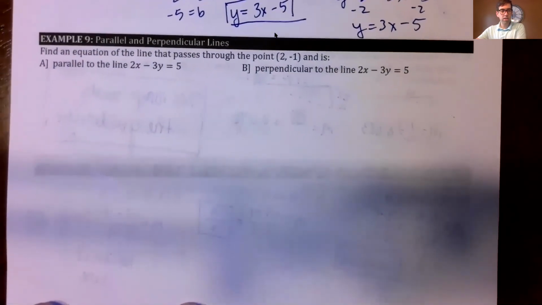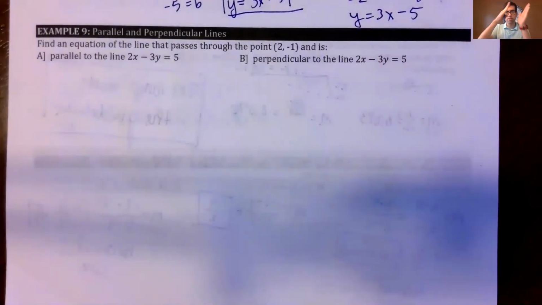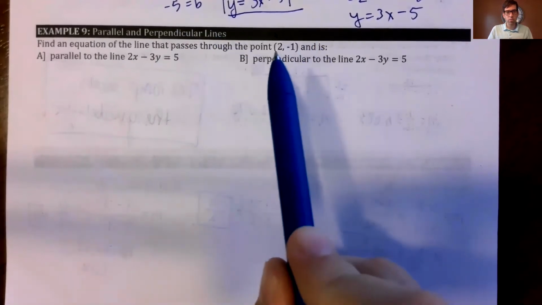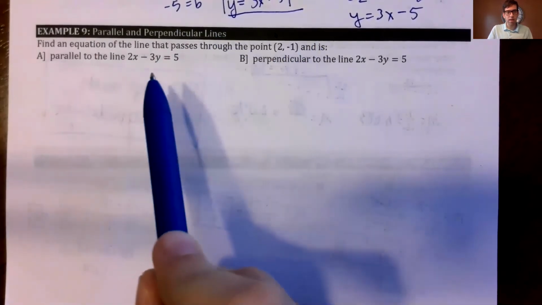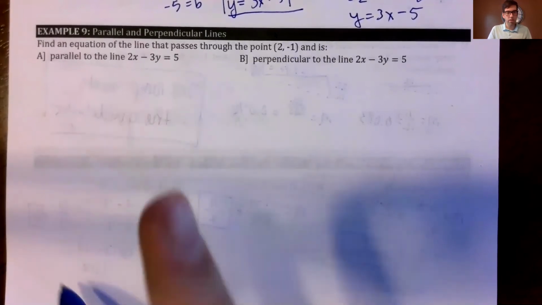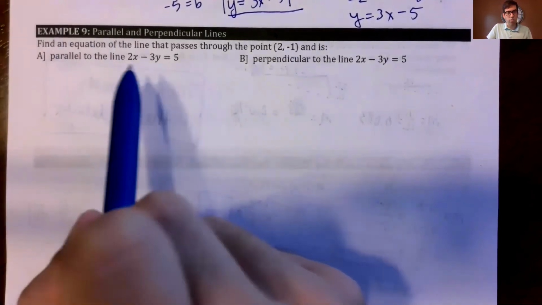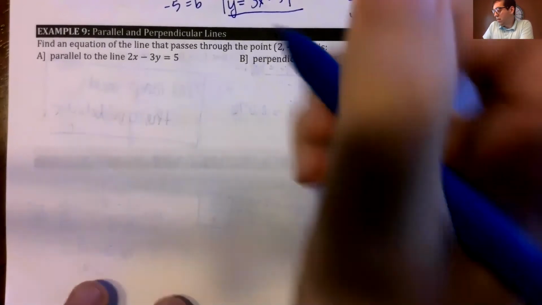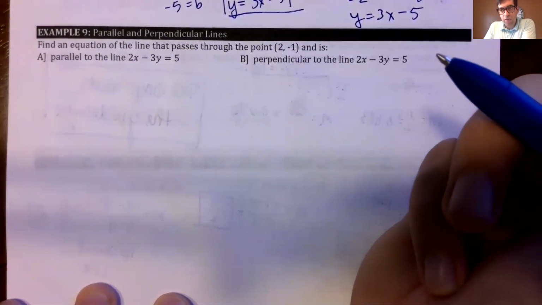Parallel and perpendicular lines. Remember, parallel lines have the same slope, and perpendicular lines are at a right angle to each other. They have opposite reciprocal slopes. So if we wanted to find an equation of the line that passes through the point (2, -1) and is parallel to 2x - 3y = 5, the first thing we need to do is find the slope of this line. So I'm going to have to solve this for y equals so that I can see the slope.